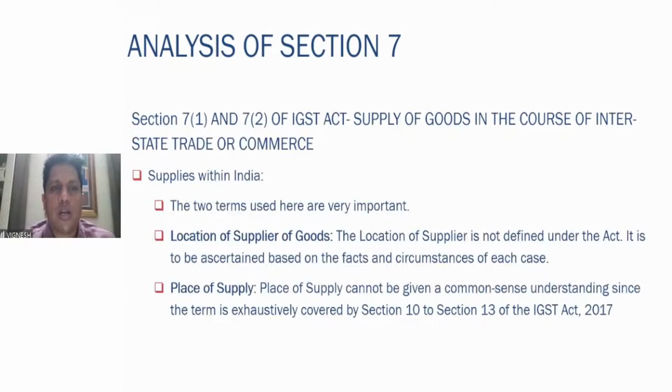So let us just analyze 7 subsection 1 and 2. Supply of goods in the course of interstate trade or commerce. The two terms given here are very, very important: location of supplier of the goods, and the place of supply. So these two are the important points. The supplier of goods definition is clearly not given in the Act, but we have to see based on the facts and circumstances. Place of supply, again, you cannot give it a common sense understanding, because it is exhaustively covered by section 10 to section 13 of the IGST Act 2017.